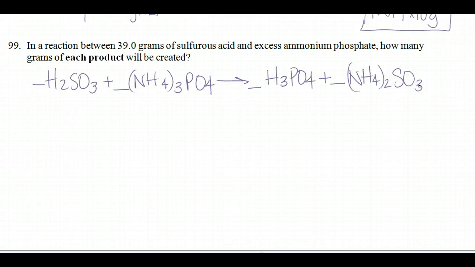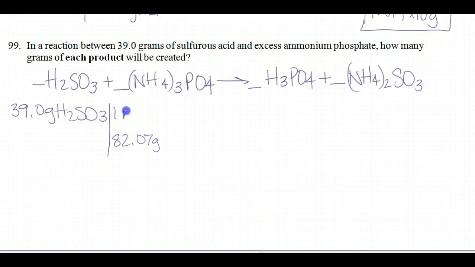Okay. Because it asks for how much of each product is created, I know I'm going to have to do 2 train tracks. Both times, though, we always start with what we are given. So we've got that 39.0 grams of our sulfurous acid. Right, so 82.07 grams in 1 mole of our sulfurous acid, which we can then use our mole ratio.